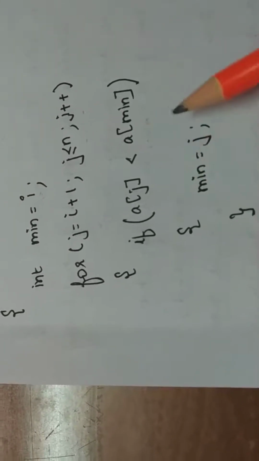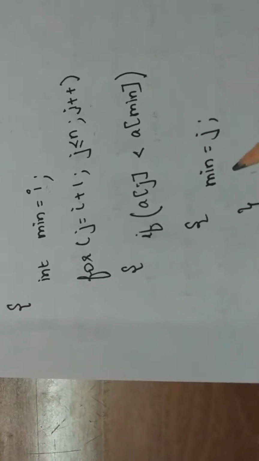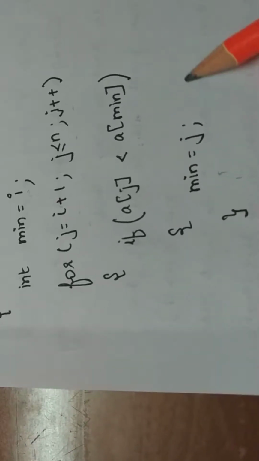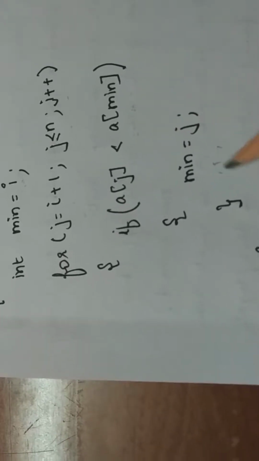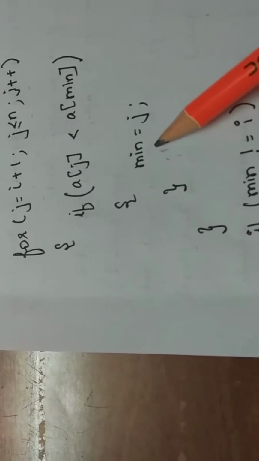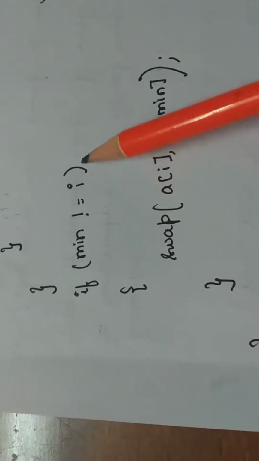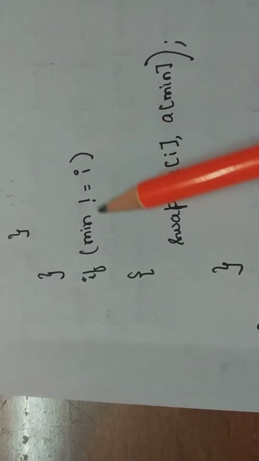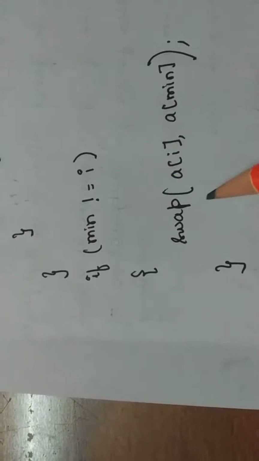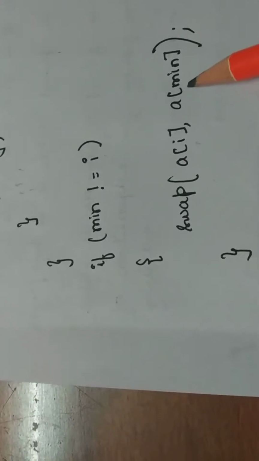In this loop, we will find out which one is the minimum element by comparing each element of the array. When we find a smaller one, that becomes our minimum element. This continues till we find the minimum element. Then, if minimum is not equal to i, the current position, so the first element and the minimum element are not one and the same, we swap the first element with the minimum element.